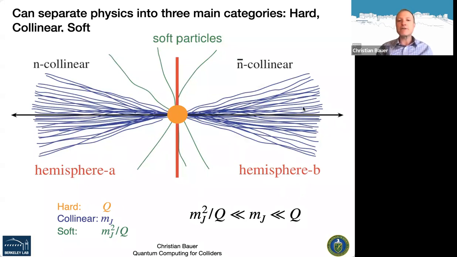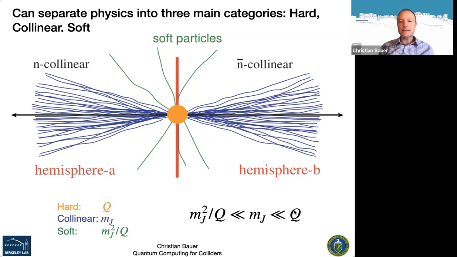And then I have collinear radiation that happens at this intermediate scale, and that forms a collimated jet of particles. Typically the mass of those jets is much lower than the energy of those jets. So let's call the mass of those jets mj. Then there's soft radiation that neutralizes the color between jets and can talk between different jets. And that typical scale is of order mj squared over Q.